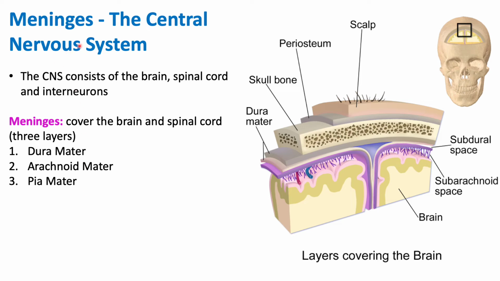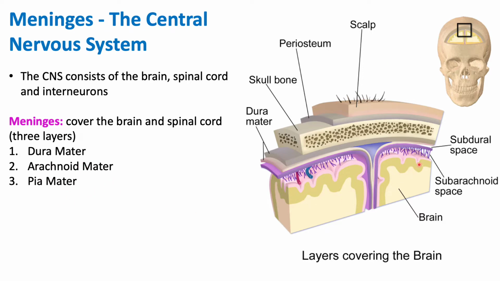The meninges are a component of the central nervous system, and our central nervous system is made up of the brain, spinal cord, and the interneurons. So essentially, the function of the meninges is to protect and cover the brain and spinal cord of our central nervous system. The meninges have three layers: the dura mater, the arachnoid mater, and the pia mater.